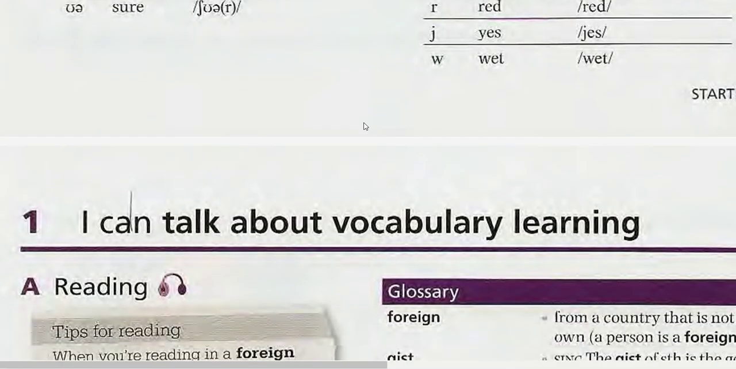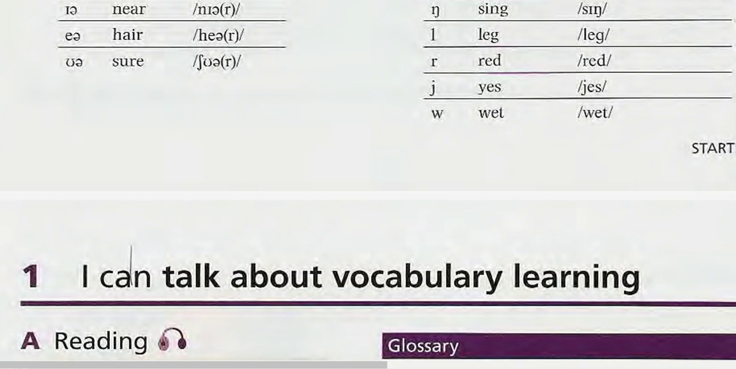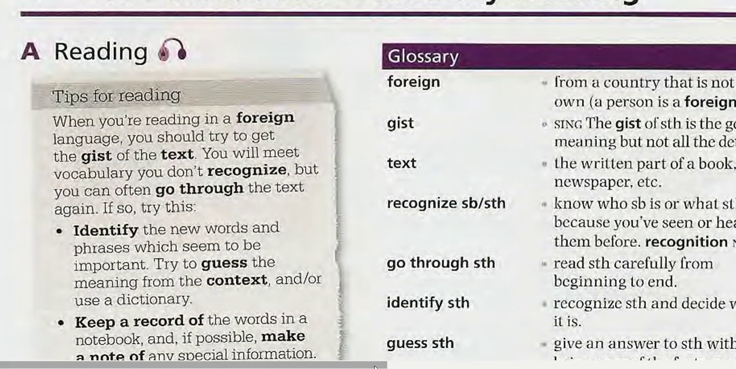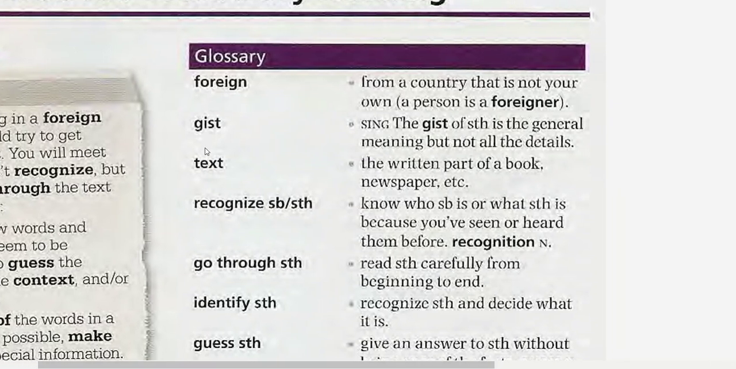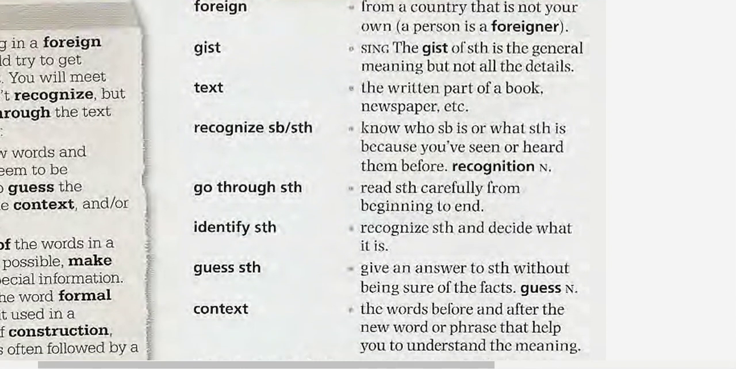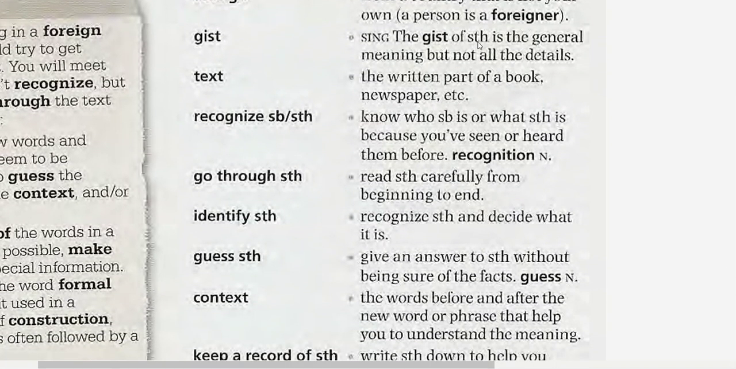Okay, finished part A, reading. Reading together, part glossary, step by step. Foreign: from a country that is not your own. A person is a foreigner. Foreigner, noun; foreign, adjective. Gist: the gist of something is the general meaning but not all the details.